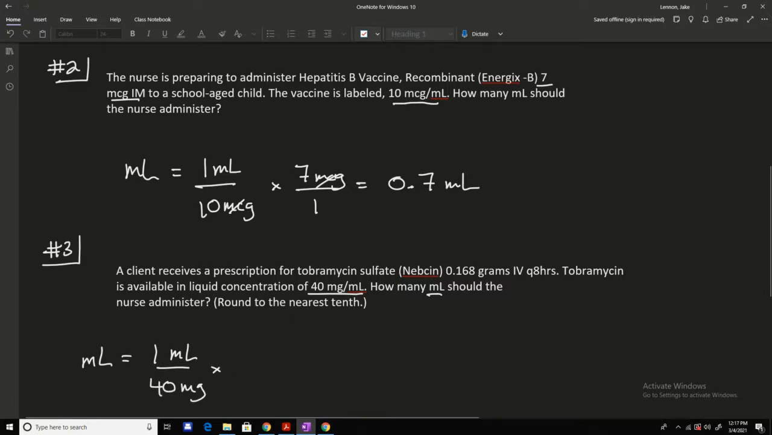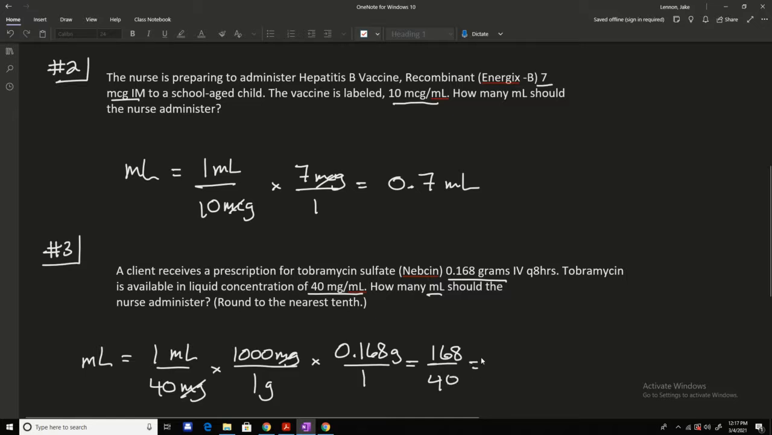And then again, I'm looking for milligrams. I don't see milligrams, but I have something in that medication family, grams. So I'm going to use the same conversion factor as before, 1,000 milligrams, put that on top so it cancels with the milligrams that's on bottom per 1 gram. So my milligrams drop out. And then I can use the ordered amount, the 0.168 grams, which is the dose, over 1. And then I multiply across.